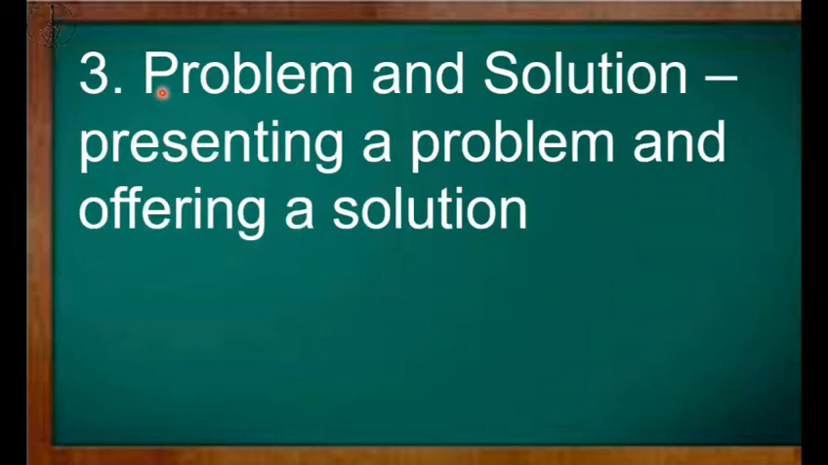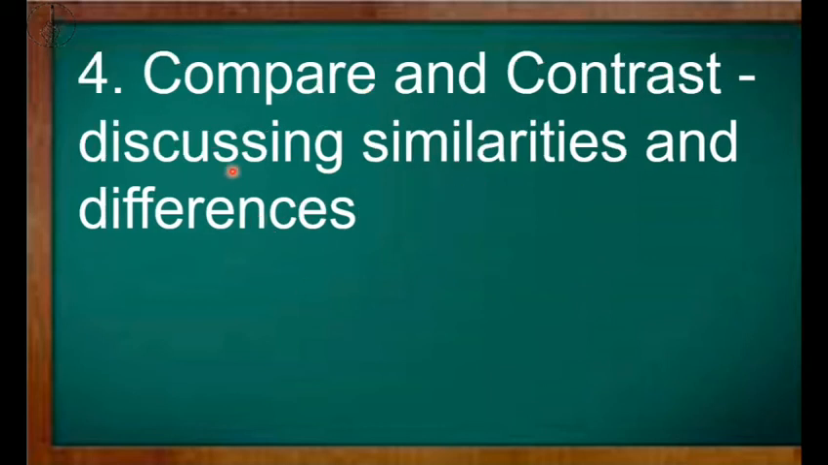Next, number three, problem and solution. In this structure, you are going to present a problem and then provide a solution later on. The first half of the summary should be focused on the problem, and the other half should be focused on the solution. Number four, compare and contrast. Under compare and contrast, you are going to discuss the similarities and also the differences. In other words, you provide the things that are similar in nature and the things that are different.